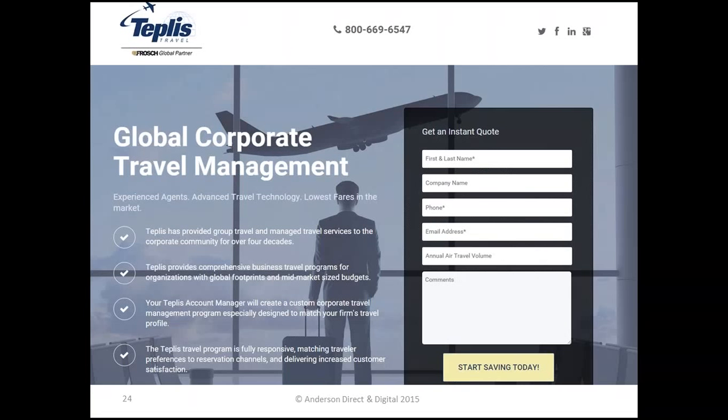As compared to this next example, another corporate travel site, Global Corporate Travel Management, their subheadline is Experienced Agents, Advanced Travel Technology, Lowest Fares in the Market. Those are very clearly spelling out the value and the needs that they're addressing.